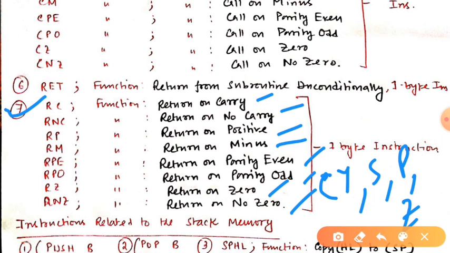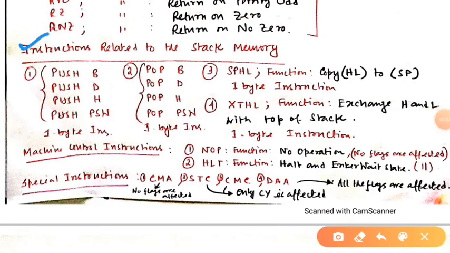Okay. Now let us discuss all the instructions related to the stack memory. So we'll start with the push instructions. Obviously push instruction stores something in the stack memory, so it stores the content of a register pair in the stack memory. Push B instruction stores the content of the BC register pair in the stack memory, whereas push D instruction stores the content of the DE register pair in the stack memory. Push H stores the HL register pair's content, and push PSW stores the content of the program status word register pair in the stack memory. Now what is this PSW?